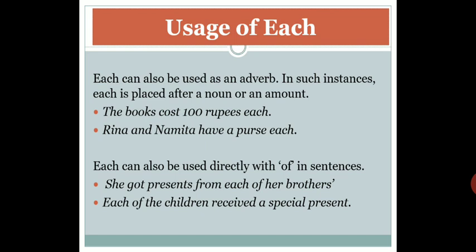Each can also be used directly with of in sentences. She got a present from each of her brothers. I told you each has to be used with a singular noun, but whenever we are using each with of, we have to use plural nouns. Like in this case, we have used each of her brothers. When we use of with each, we will use a plural noun. Each of the children, again we have used children as a plural noun, because here we have used each of instead of only each. Each of the children received a special present.